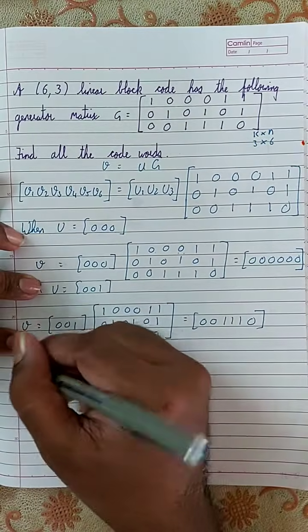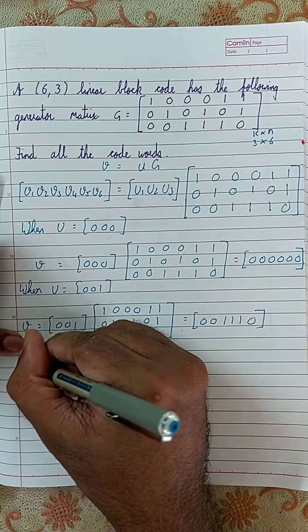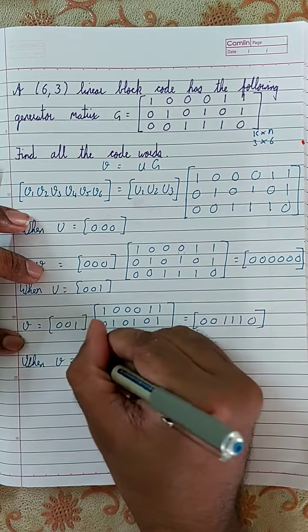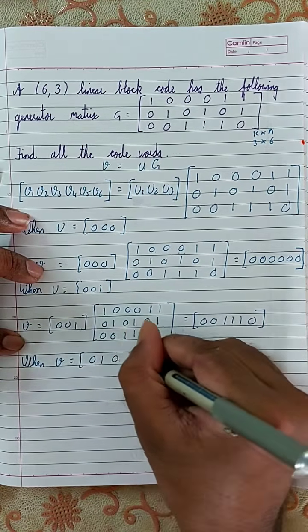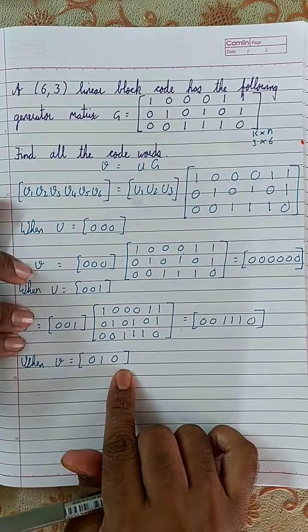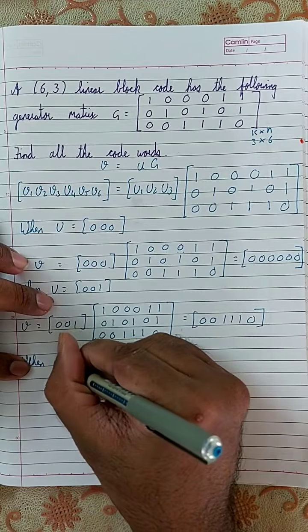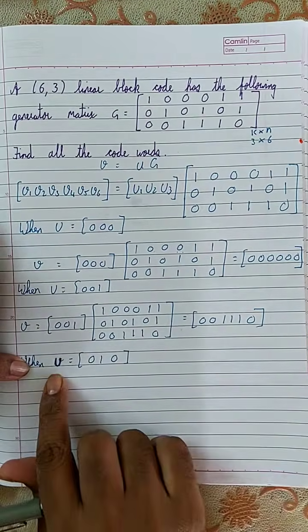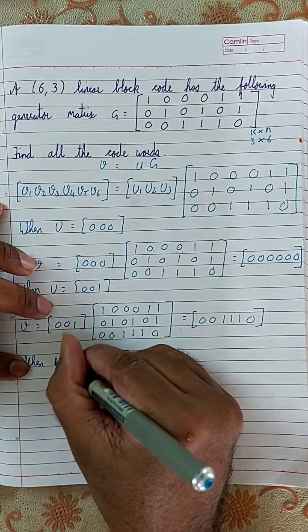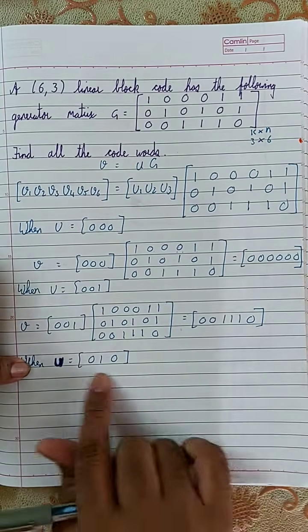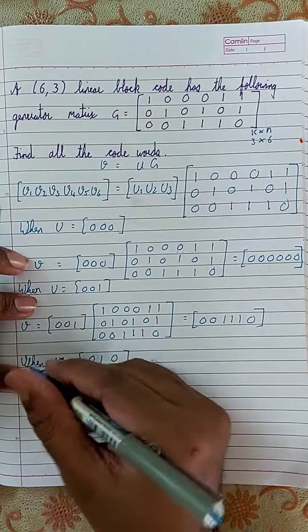Now let's do the second. When U is equal to 0 1 0, the third message. Okay, the third message is 0 1 0. So in that case, what is the code word?